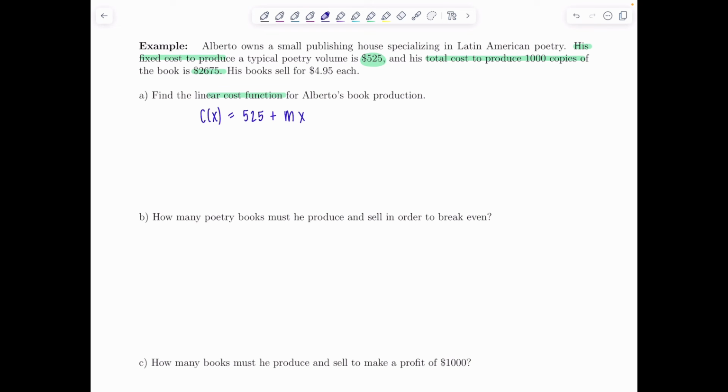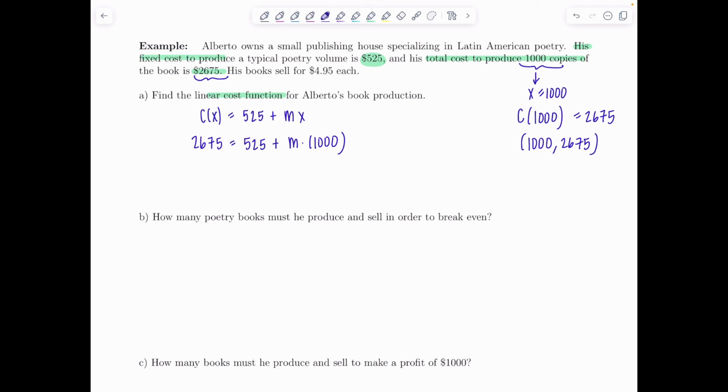Yes? Okay. They told me the total cost to produce 1,000 copies is $2,675. So when X is 1,000, the cost is $2,675. So you could say C of 1,000 is $2,675. That's the same thing as saying the ordered pair (1,000, 2,675) is on the cost equation. Okay, so what I'm going to do is substitute these in so I can solve for M. So 2,675 equals 525 plus M times 1,000.